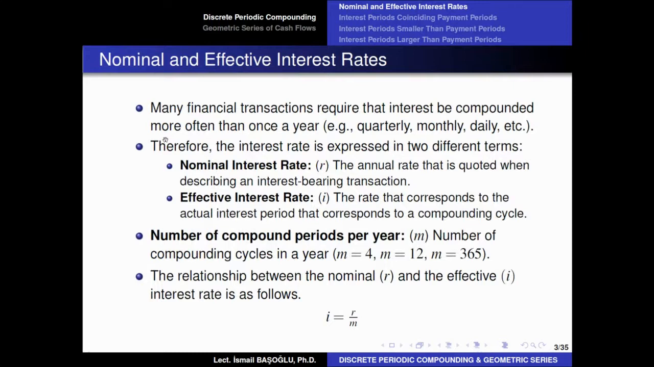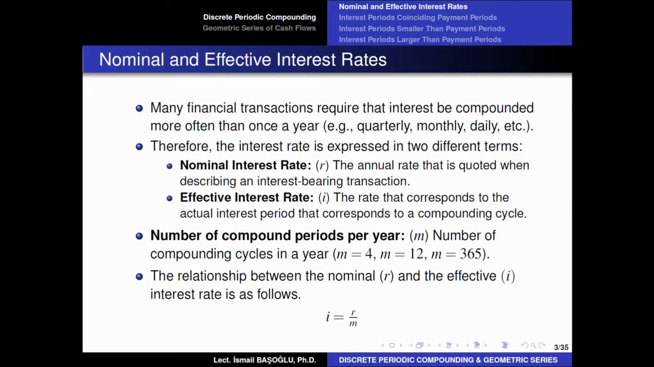Now, first of all, we need to define the difference between the nominal and the effective interest rate. Now, you see, many financial transactions require that interest be compounded more often than once a year. For example, if you take a loan from a bank, you are going to be exposed to an interest which compounds on a monthly basis. So the interest compounding will occur in the end of every month.